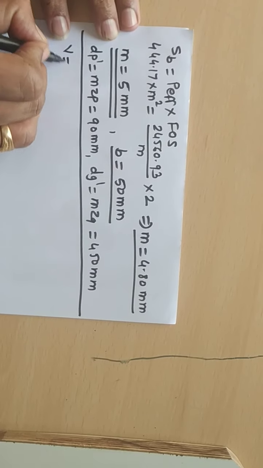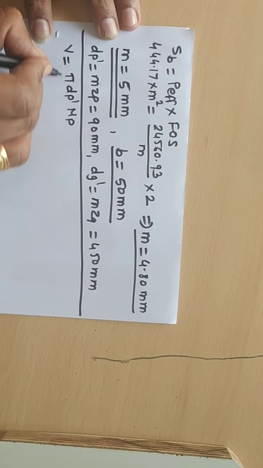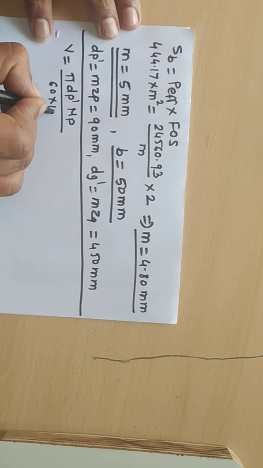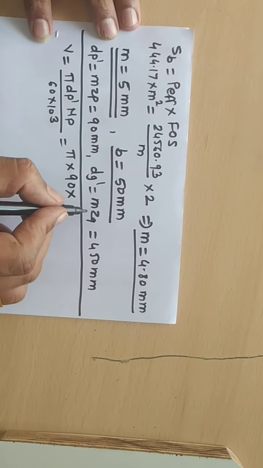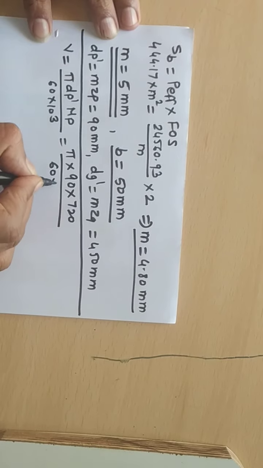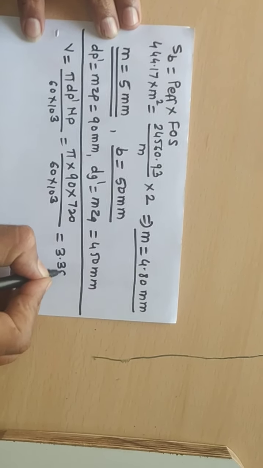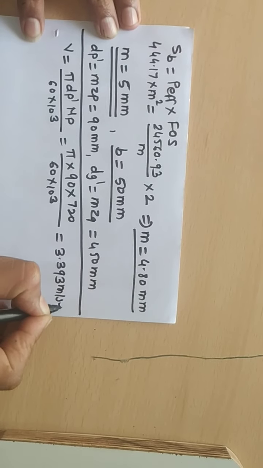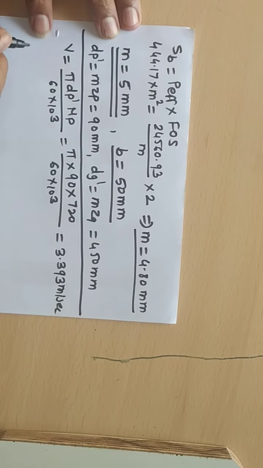Then initially we have considered the value of velocity V as 5 meter per second. Now here we have to find out velocity V, that is pi dp dash np upon 60 into 10 to the power 3. Pi into dp dash is 90, np is given in the numerical, that is 720, upon 60 into 10 to the power 3. Find out velocity, that is 3.393 meter per second.